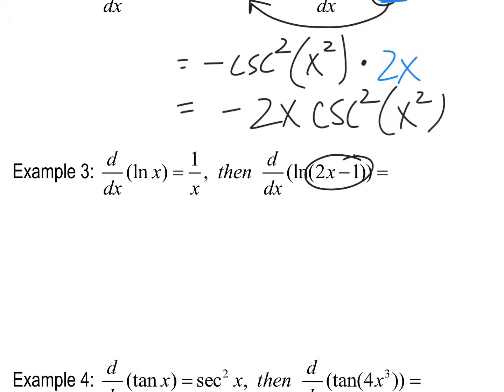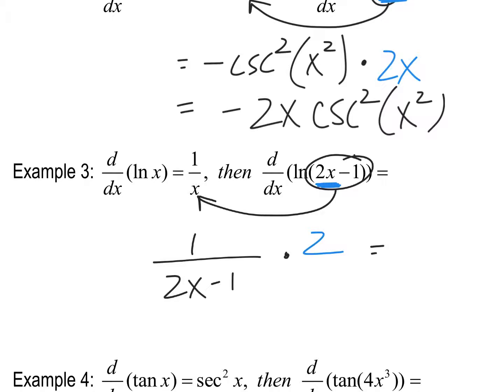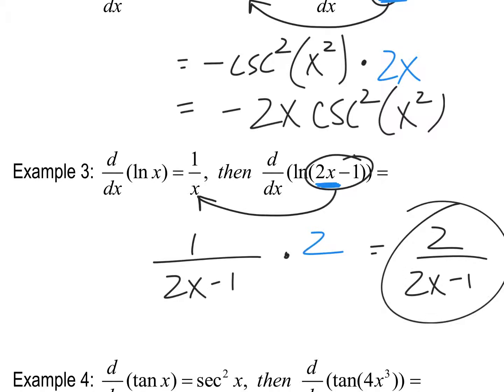So I'm going to plug this in right here. So I get 1 over 2x minus 1. What is the derivative of this? Just happens to be 2. So I get 2 over 2x minus 1. So it's just practice with the chain rule.